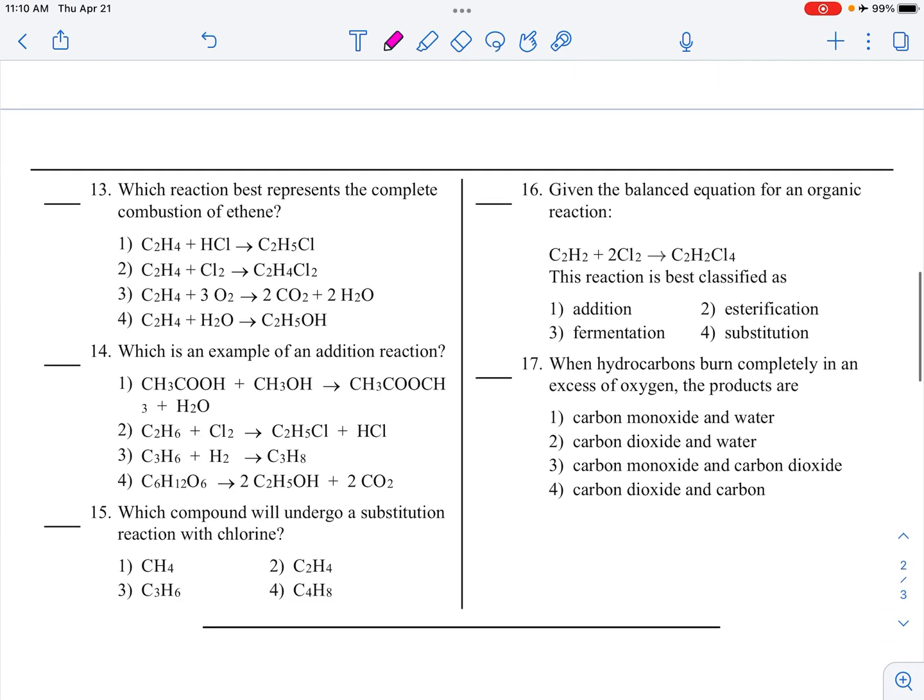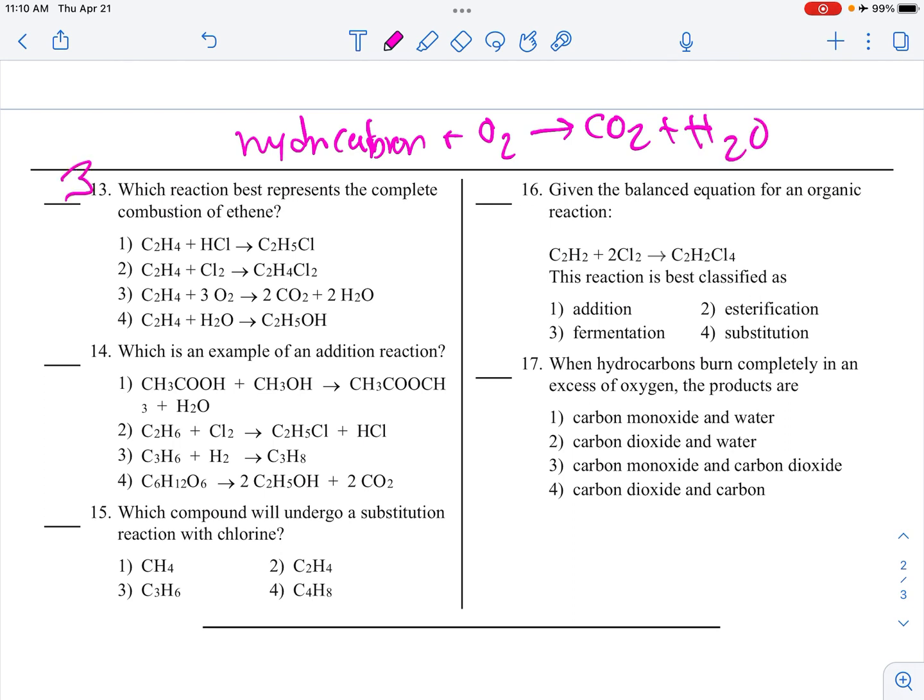Number 13, which reaction best represents complete combustion of ethene? So first of all, do we have ethene? Yes, we do. To combust, you need a hydrocarbon, and this is one. We've talked about this for carbon. Plus oxygen, and you have to have CO2 and H2O. So the only one that fits that is choice 3.